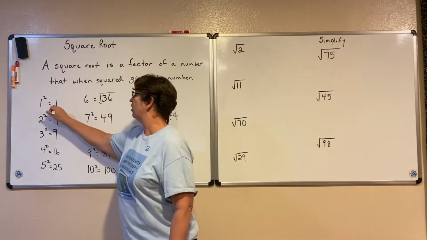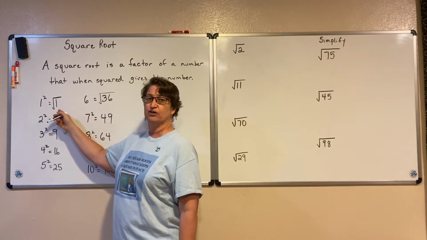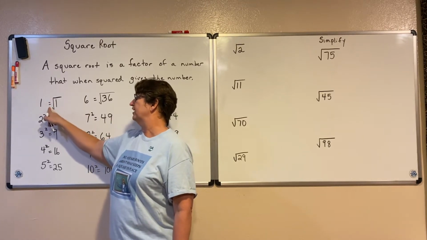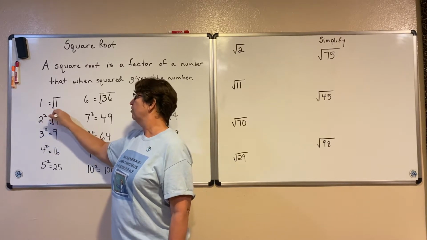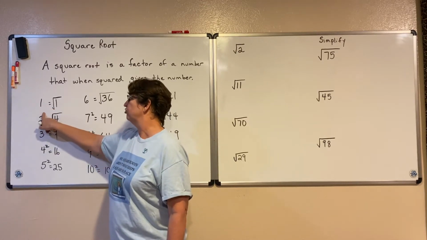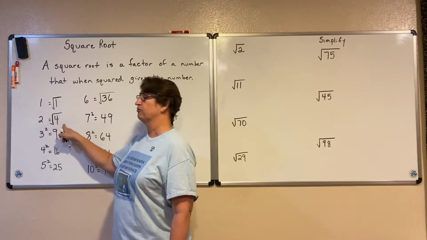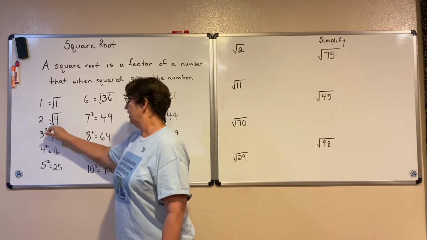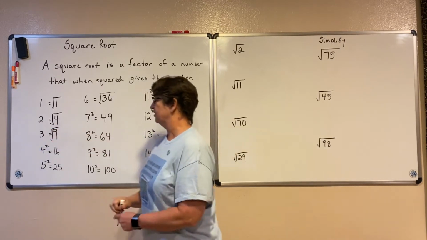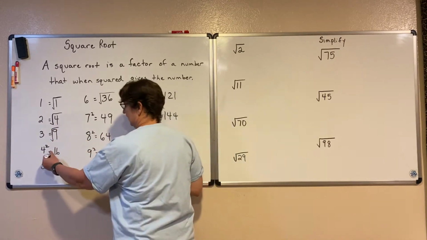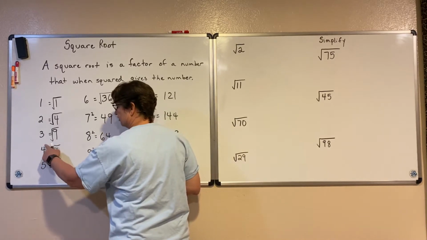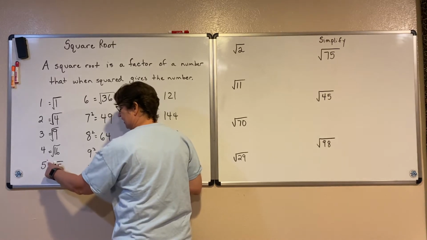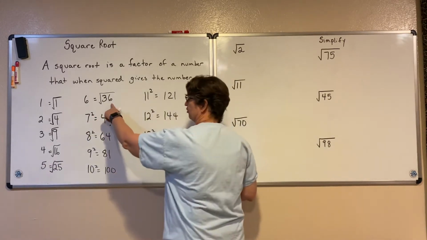The square root of 1, well, what times itself gives me 1? 1 does. So the square root of 1 is equal to 1. The square root of 4, well, 2 times itself gives me 4, so the square root of 4 is 2. Each one of these I can do exactly that way. The square root of 9 is 3. The square root of 16 is 4. The square root of 25 is 5. The square root of 36 is 6.